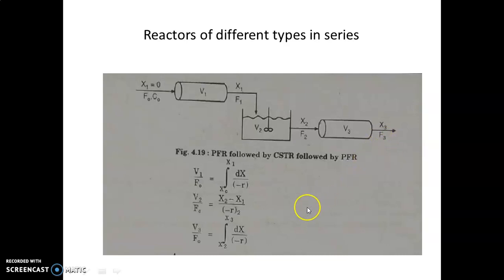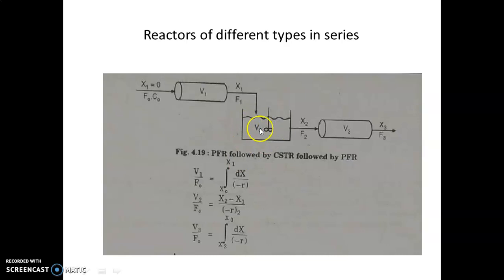So you have to do the material balance as shown in previous slides. First we can do the material balance for the plug flow reactor. This is the equation for the plug flow reactor: V1 upon F0 is equal to the integral from x0 to x1 of dx upon minus r. This is the rate of disappearance, and conversion is taking place from 0 to x1.